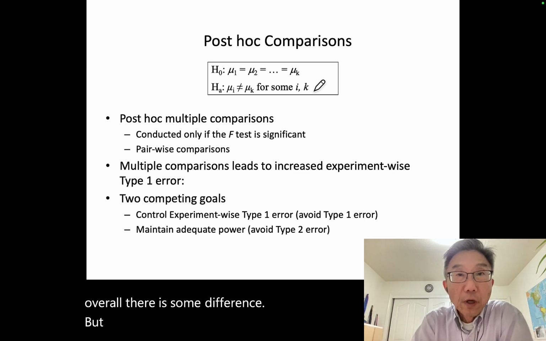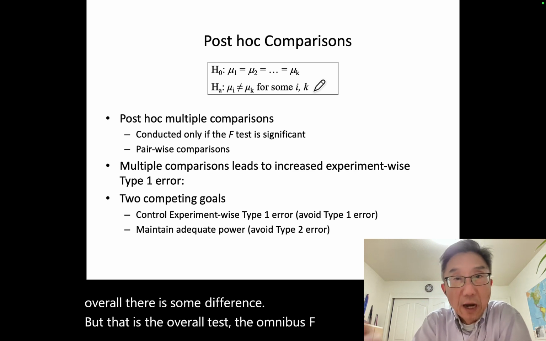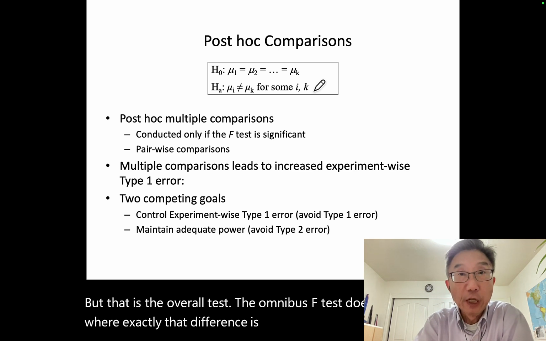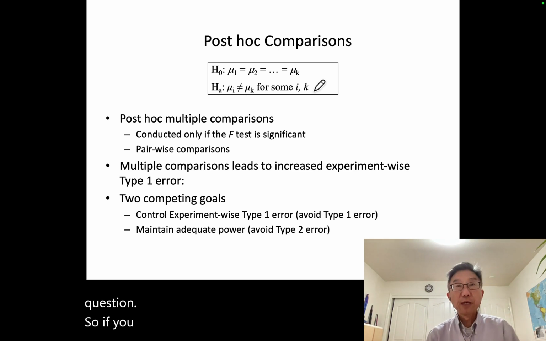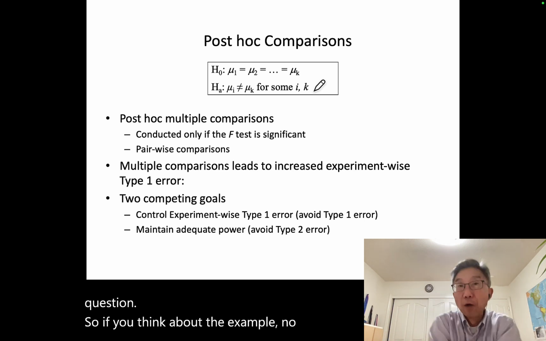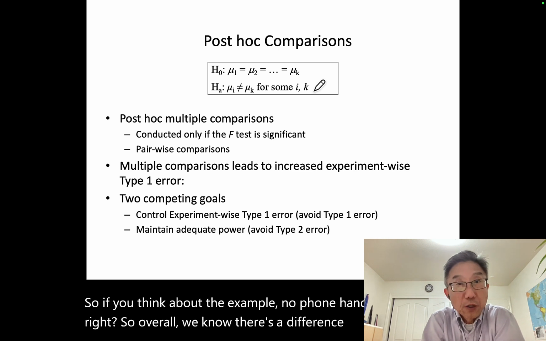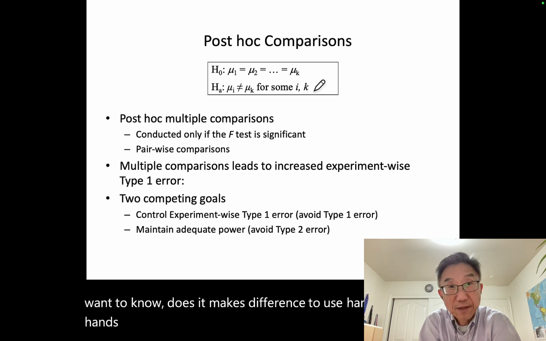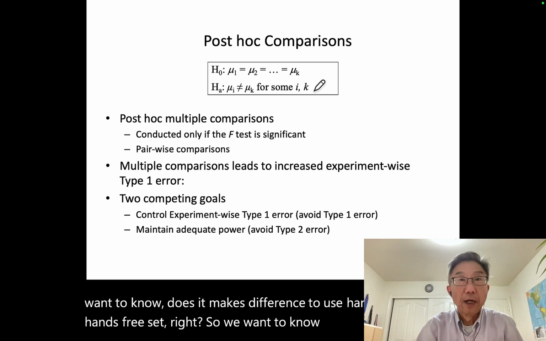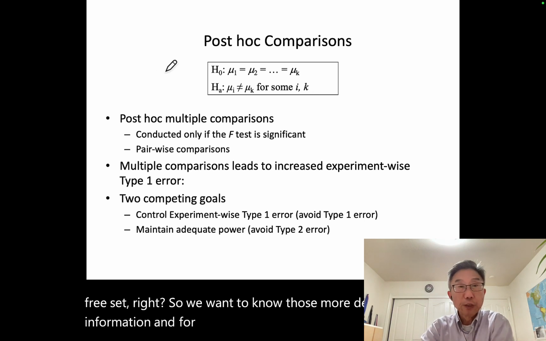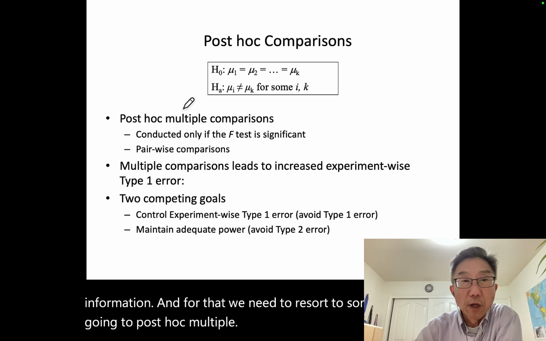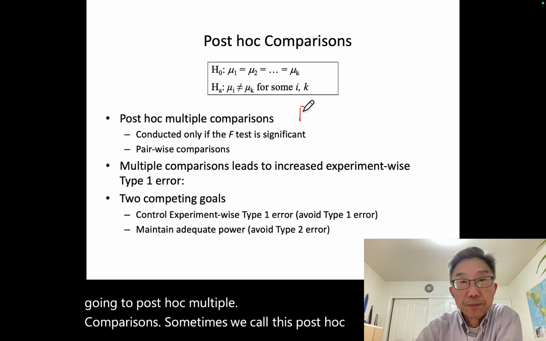If we reject the null hypothesis, our conclusion is that overall there is some difference. But the overall test, the omnibus F-test, does not tell us where exactly that difference is. And that can be an interesting question. If you think about the example, no phone, handheld, hands-free, overall we know there's a difference. However, we also want to know, does it make a difference to use a handheld or a hands-free set? We want to know this more detailed information. And for that, we need to resort to something we call post hoc multiple comparisons. Sometimes we call this post hoc pairwise comparisons.